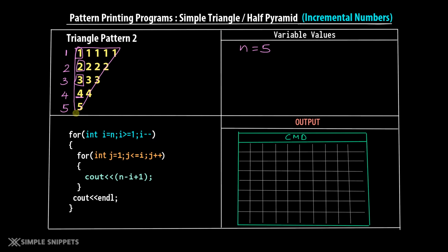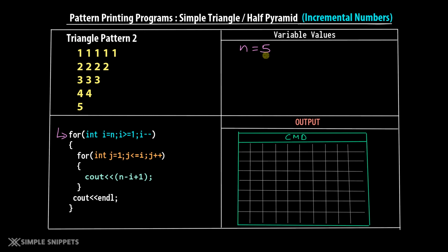Okay. So let's see the for loop for this particular triangle pattern. So as I mentioned earlier also, the outer for loop is basically related to the number of rows that we want to print. But since in this case, we are going in a reverse way, that is we want 5 units to be printed of the value 1, we will say i equals to n.